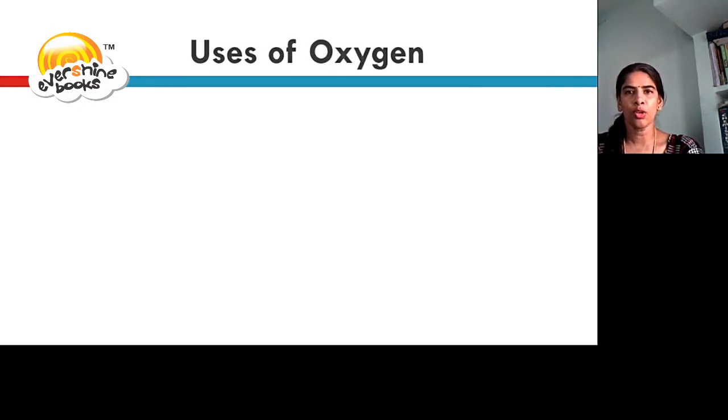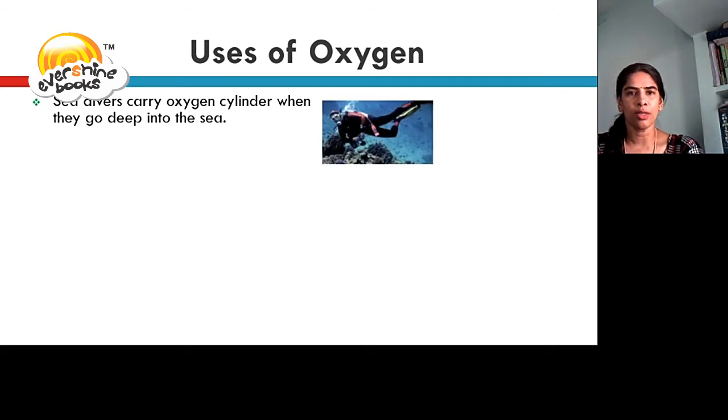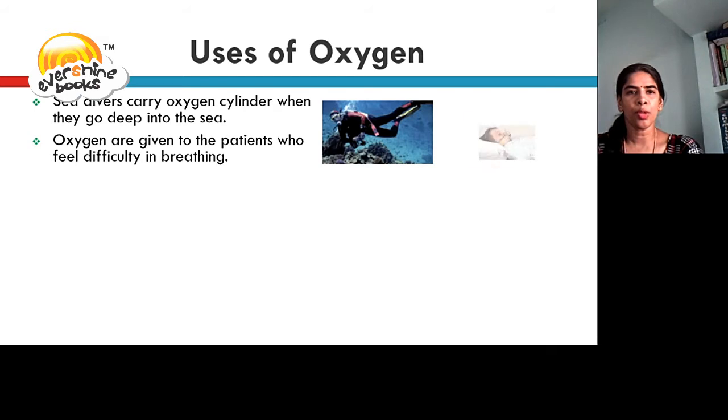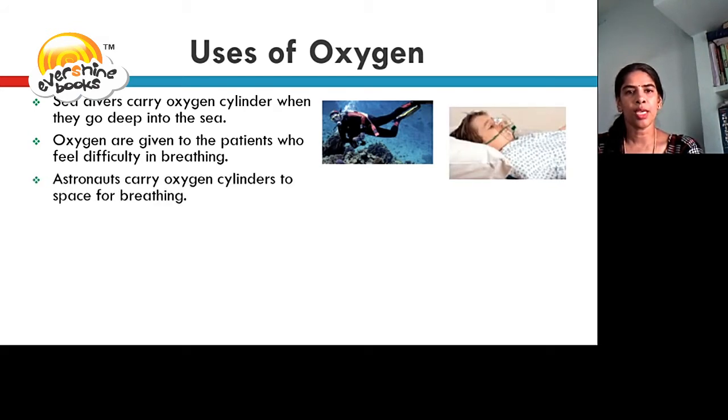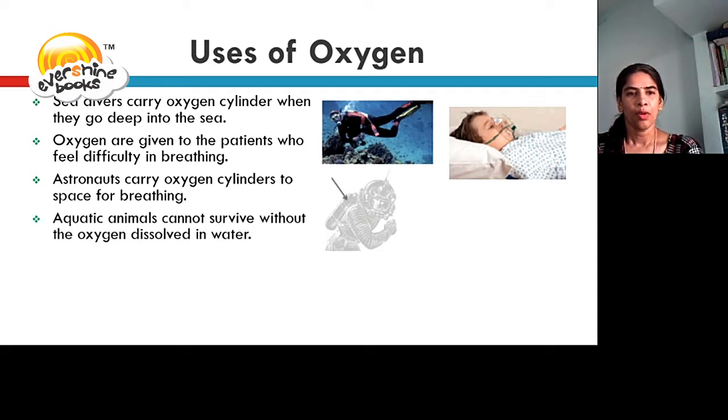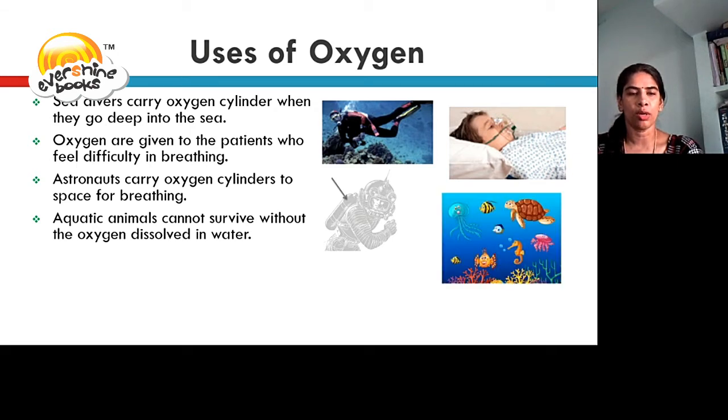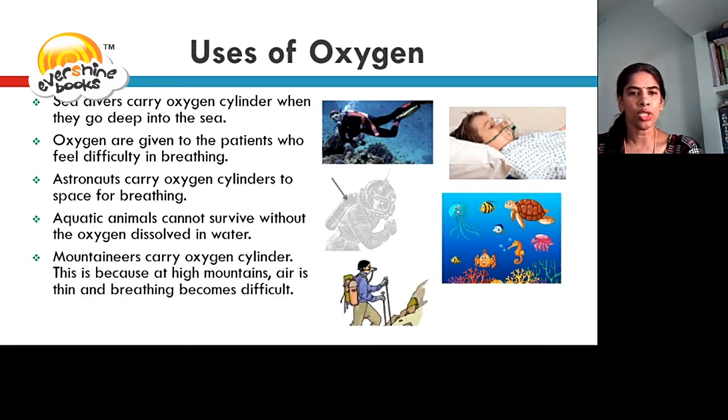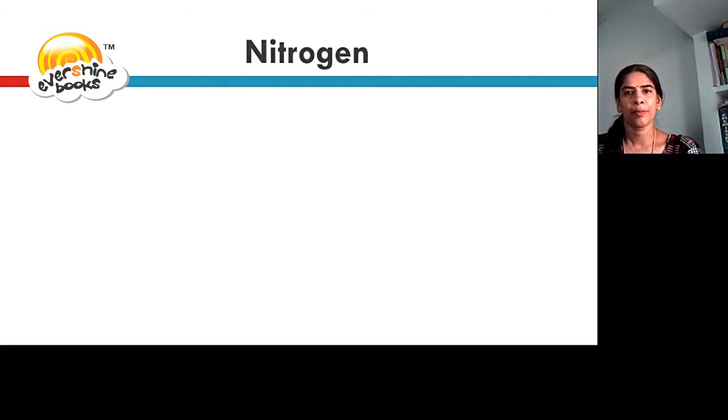Let us now discuss the uses of oxygen. Sea divers carry oxygen cylinders when they go deep into the sea. Oxygen is given to patients who feel difficulty in breathing. Astronauts carry oxygen cylinders to space for breathing. Aquatic animals cannot survive without the oxygen dissolved in water. Mountaineers carry oxygen cylinders as air at high mountains is very thin and breathing becomes difficult.